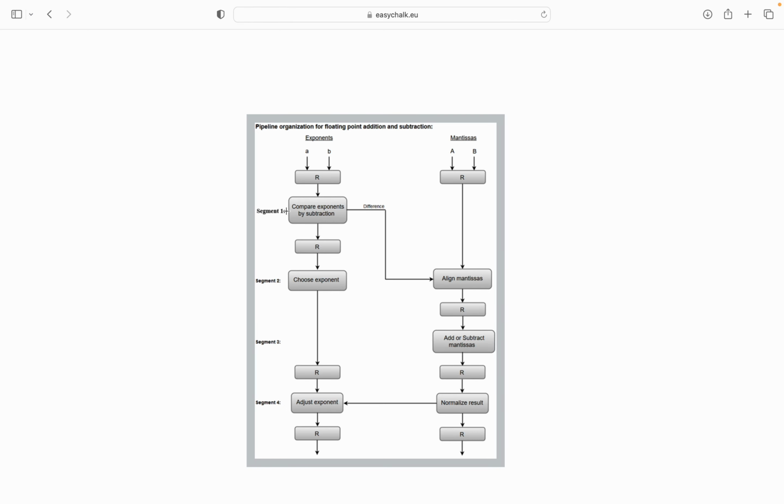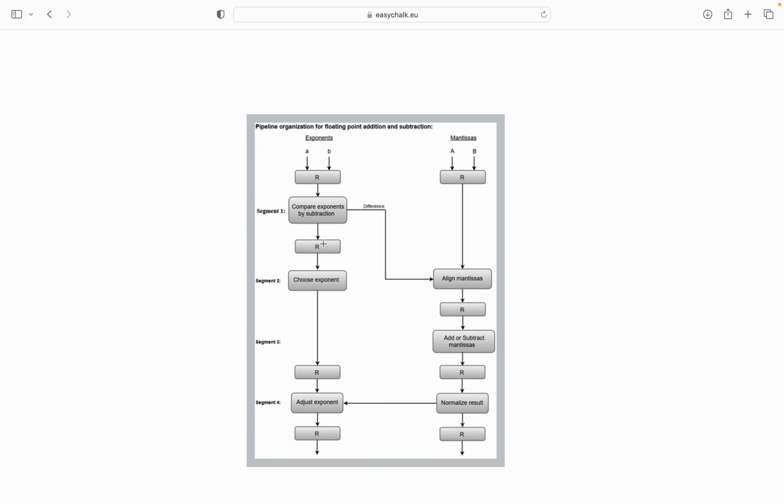In segment 1 we are going to compare the exponents, that is the operation, the one that we have read before, by subtraction. So 3 minus 4 will give us 1 as the answer in segment 1, and that we have stored in a register. And we're also going to find the difference. What is the difference? The difference that we found, that is 1.